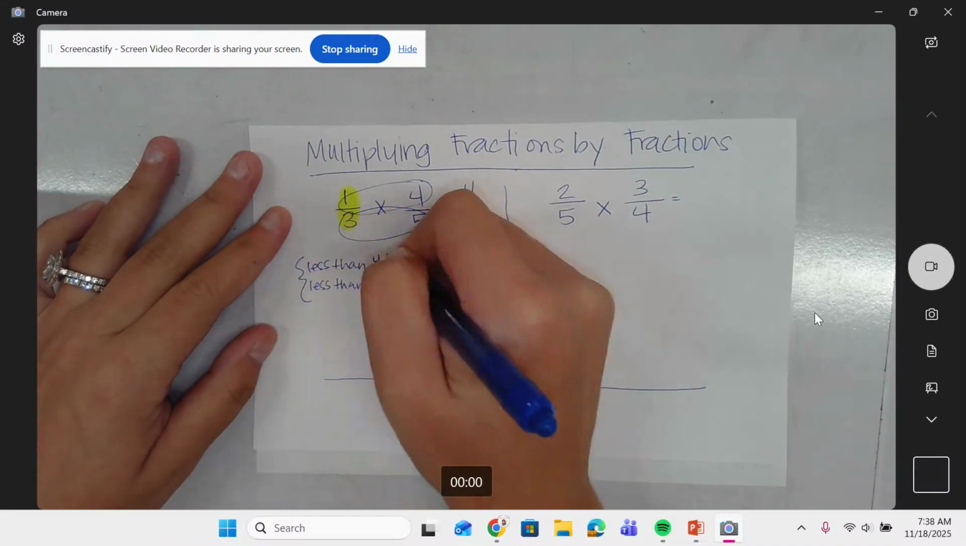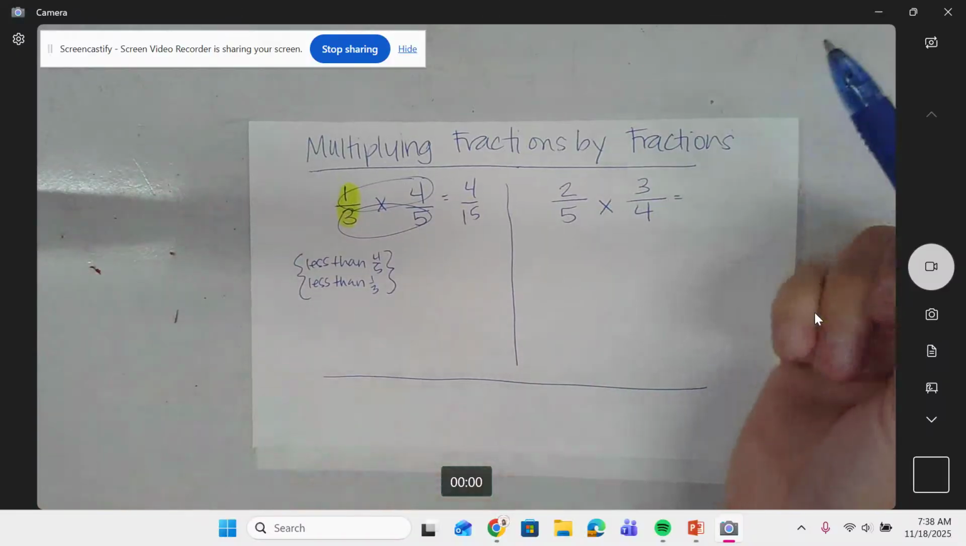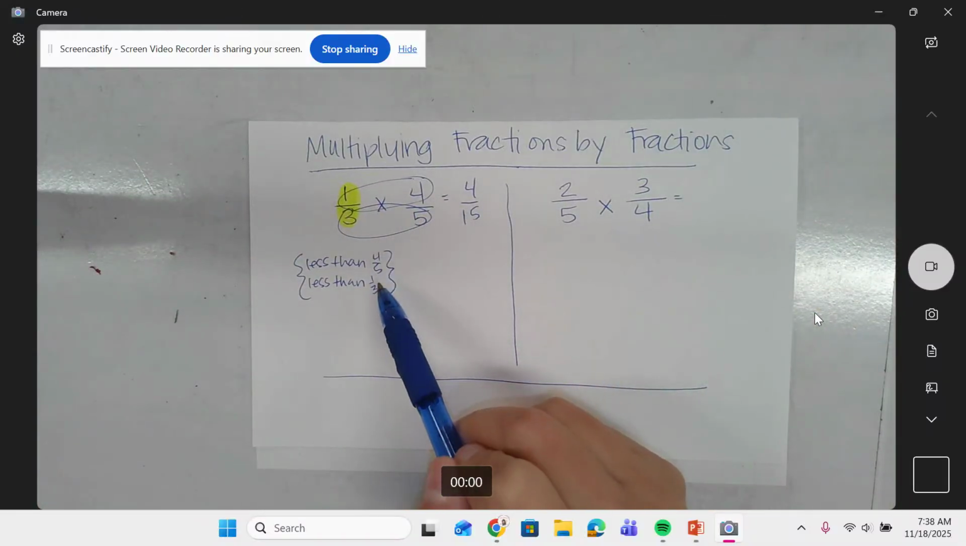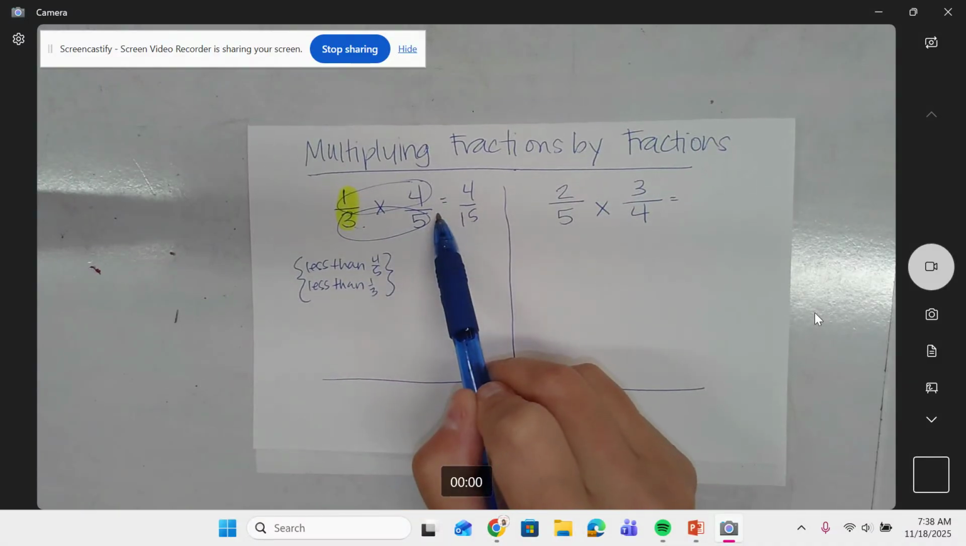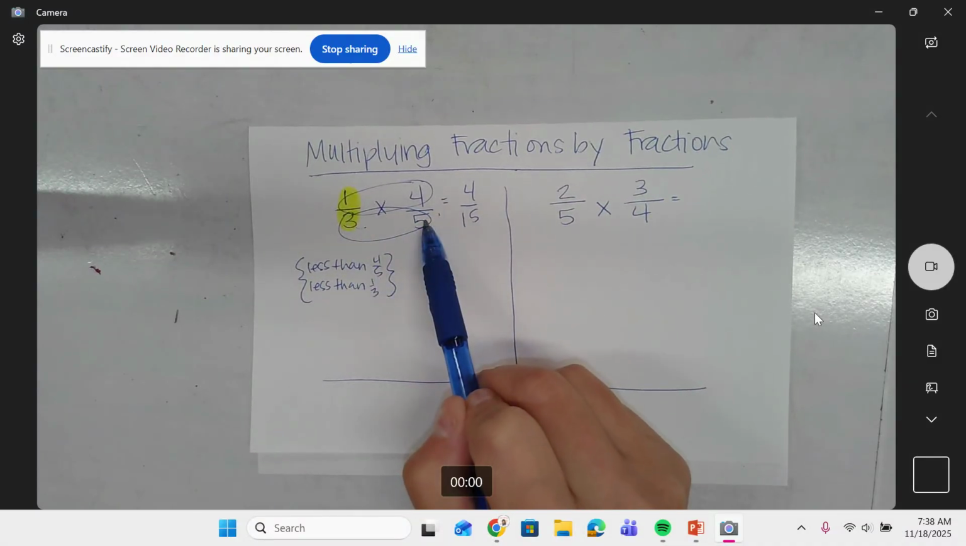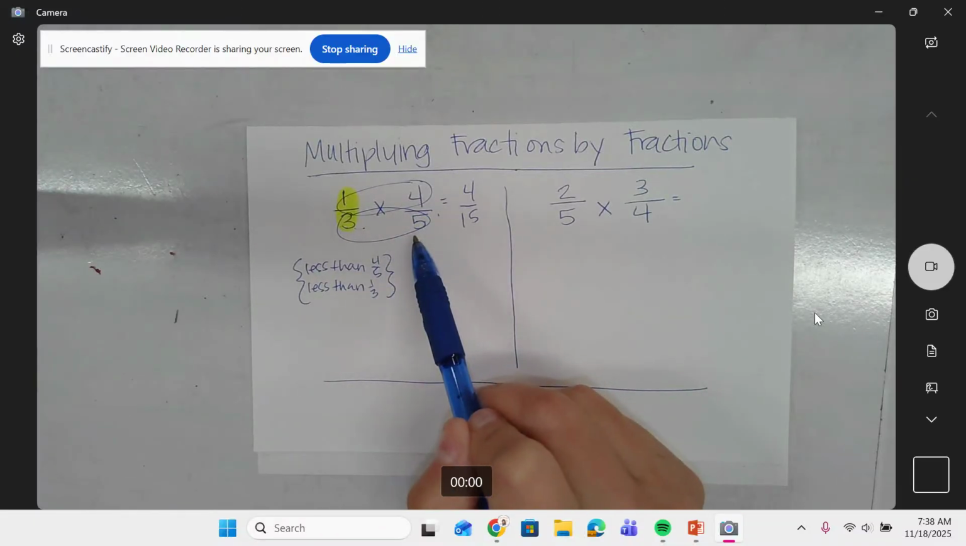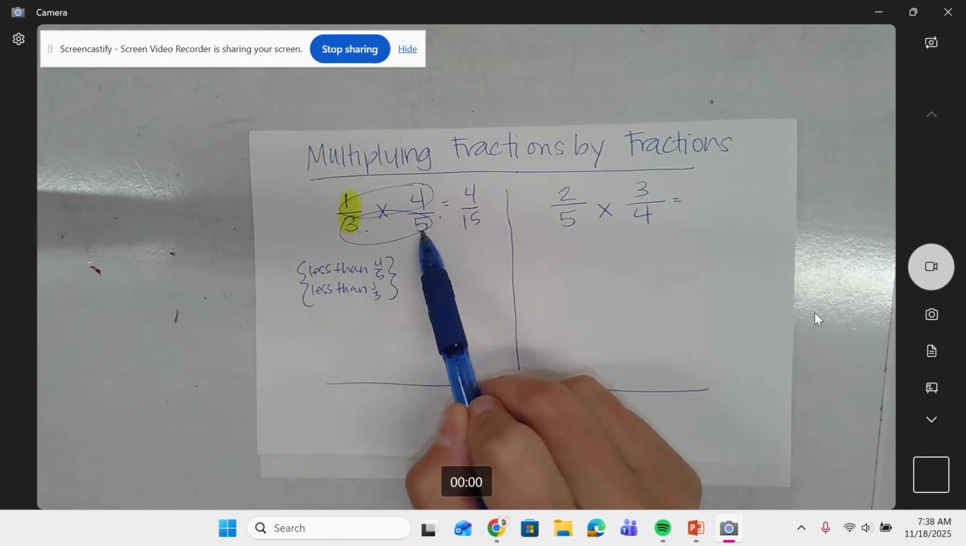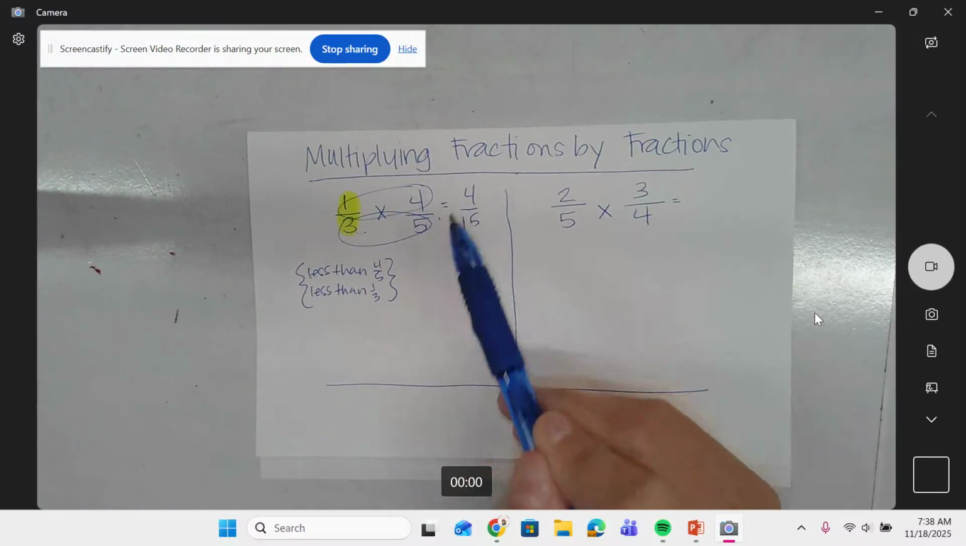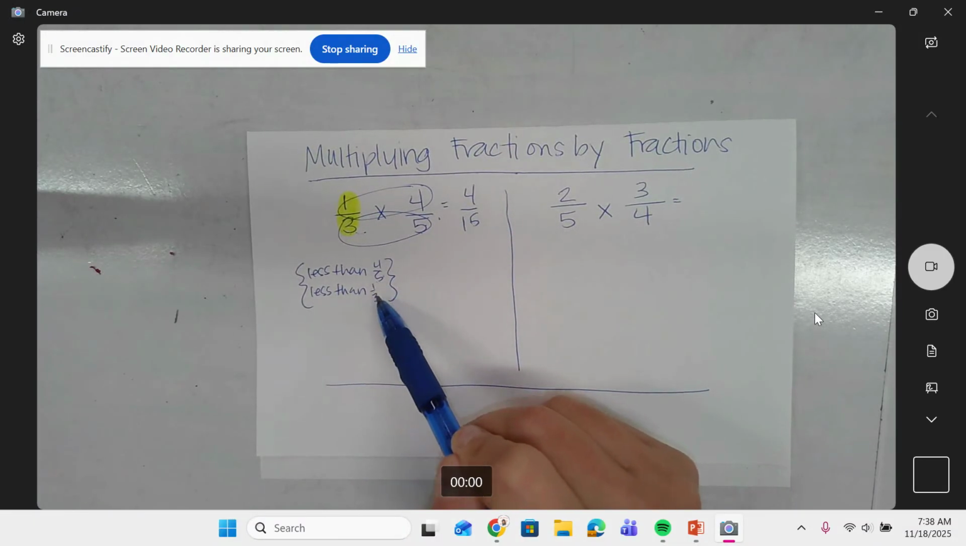And so, yes, they need to know how to solve this, but also they need to understand that about multiplying fractions together. If these are both fractions less than one whole, then their answer is going to be less than each of these fractions. And 4/15 is less than 4/5, and it's also less than 1/3.